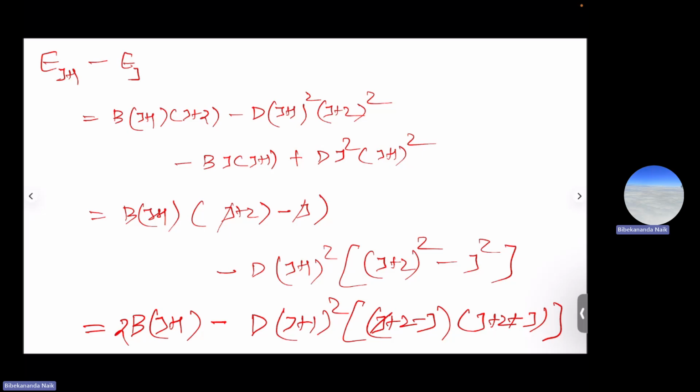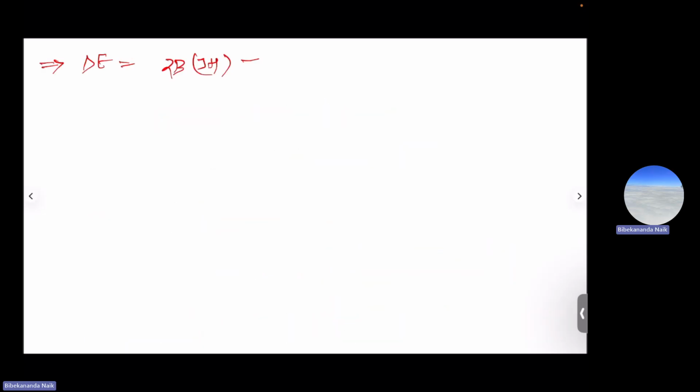So it will be (j plus 2) square minus (j) square, a square minus b square is (a plus b) into (a minus b). So j plus 2 minus j, plus 2 plus j. So this is j plus 1 square, j plus 2 minus j is 2, and this is 2j plus 2, so taking 2 common, it will be 4 into j plus 1. So it will be 4 into j plus 1 square into j plus 1.